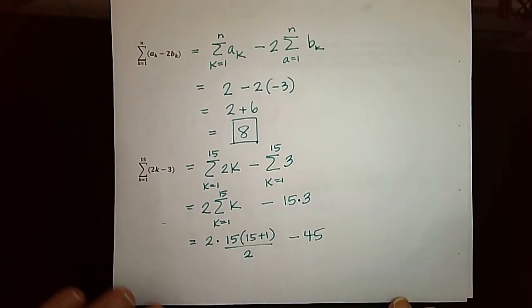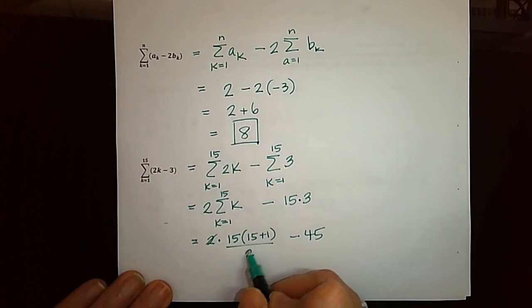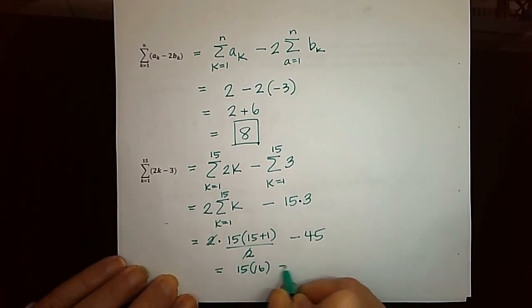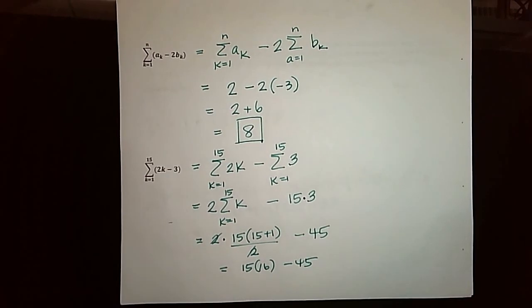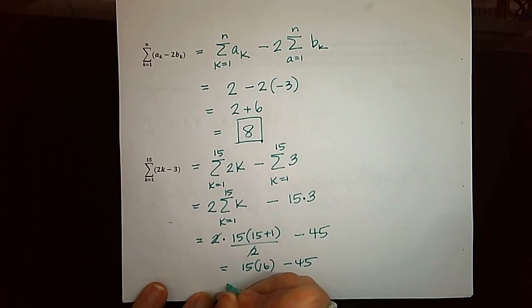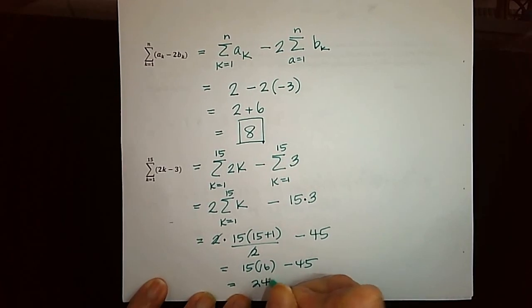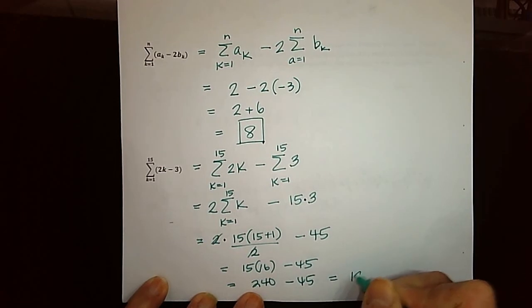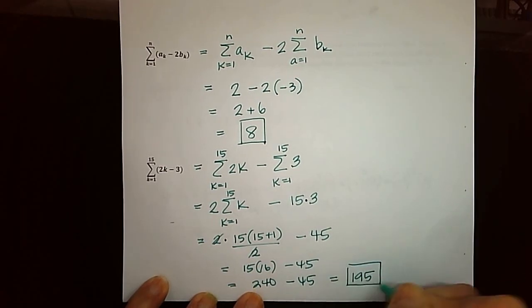All right, the 2's will cancel. So this ends up being 15 times 16 minus 45. 15 times 16 is 240. So I have 240 minus 45, which ends up being 195.